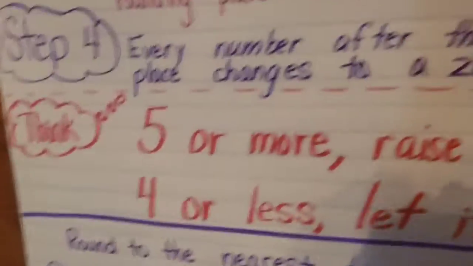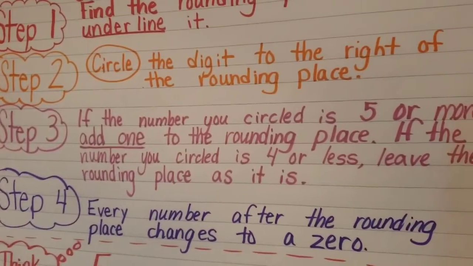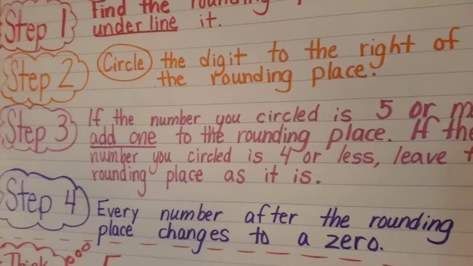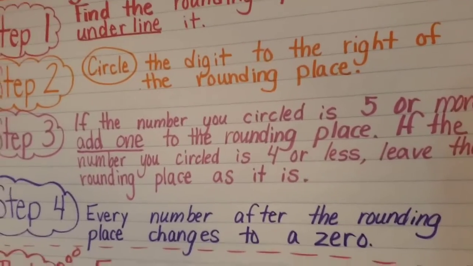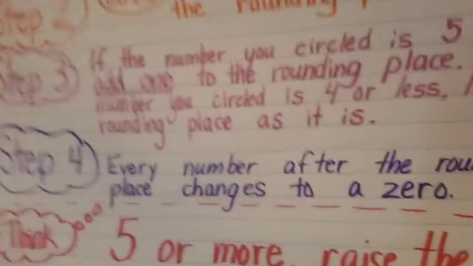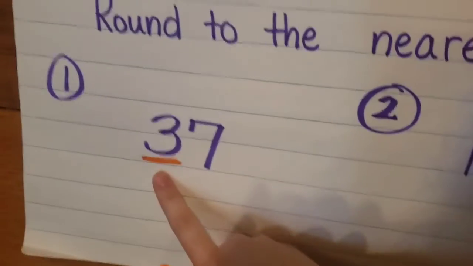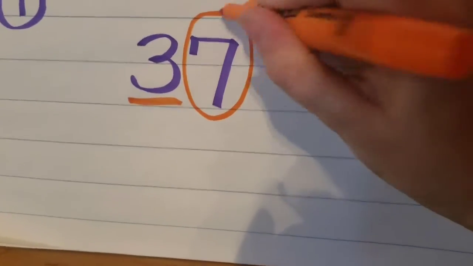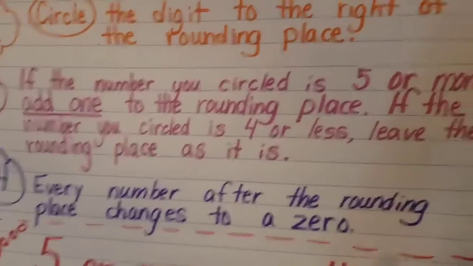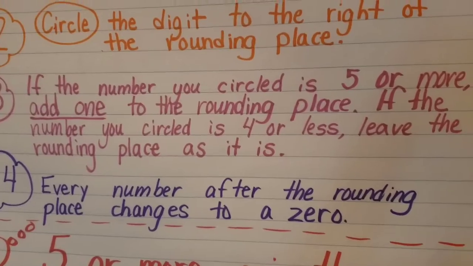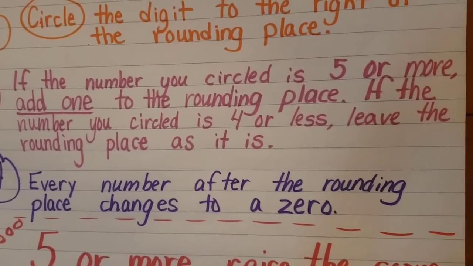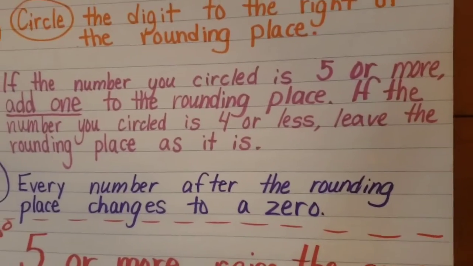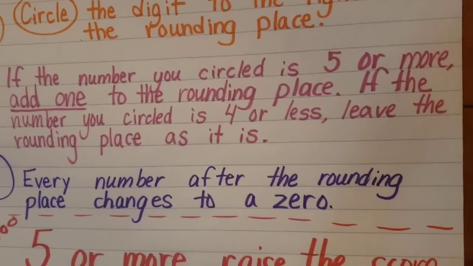All right, that's step 1. Step 2 now. Circle the digit to the right of the rounding place. So if this was the rounding place, I'm going to circle the guy next door. All right, now, step 3, that tricky rule. If the number I circled is 5 or more, I'm going to add 1 to the rounding place. If it's 4 or less, I'm going to leave the rounding place alone.